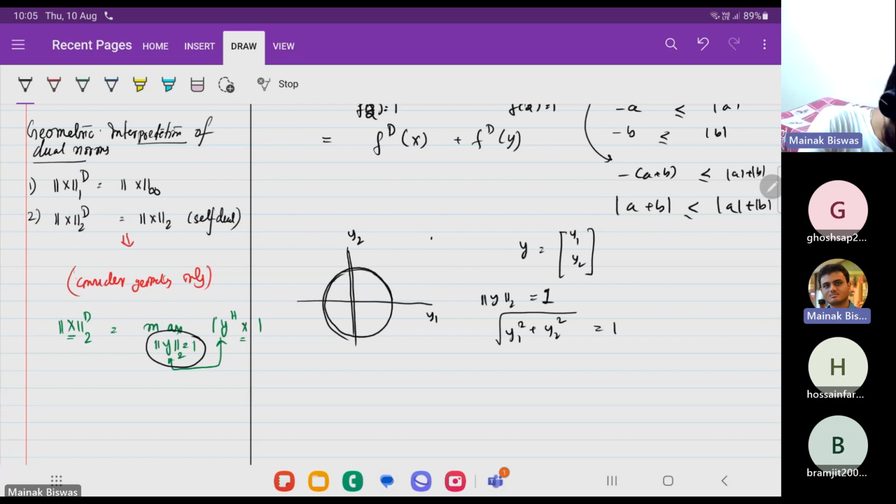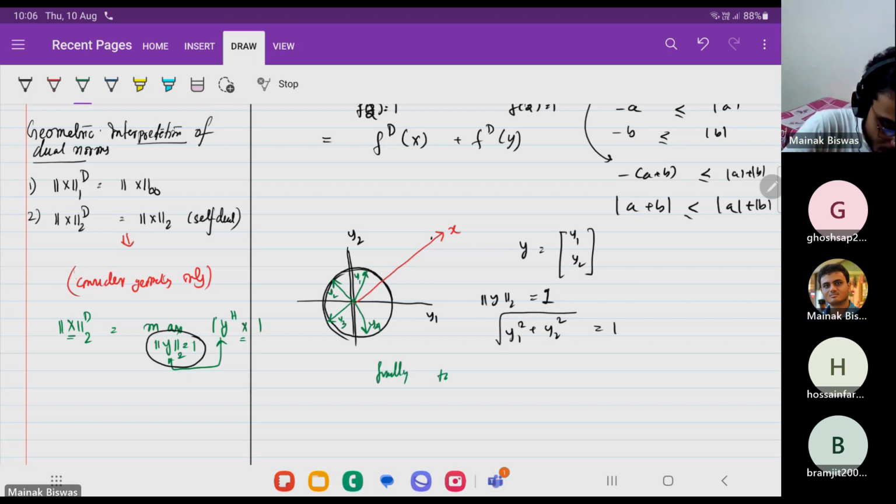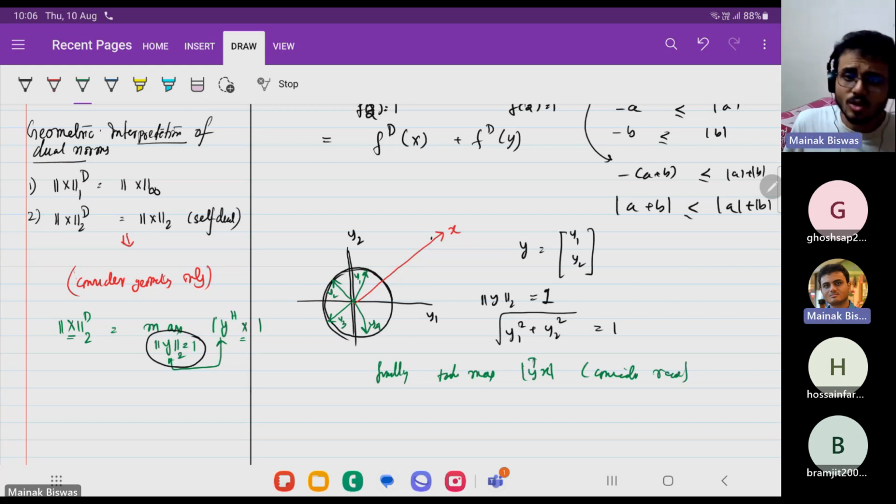Good. So now you have any x. Say you have this x, agreed? And what is the objective? Now you see everything will fall into place. Pay attention. These are the different y's you have, over which you have to take the dot product. Do you agree? y1, y2, y3, y4, and finally take the max of y transpose x. Consider real for the time being. Is it okay?